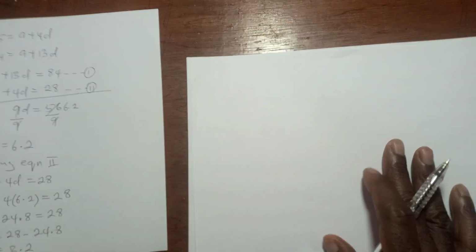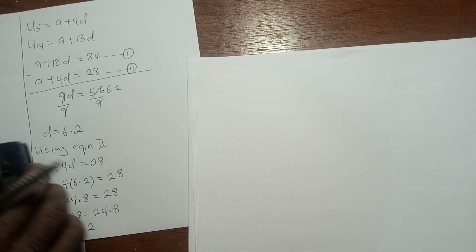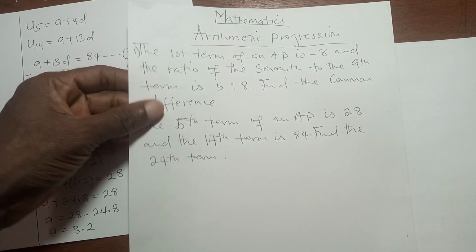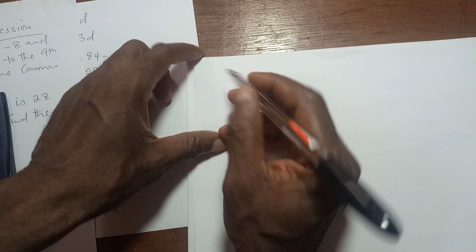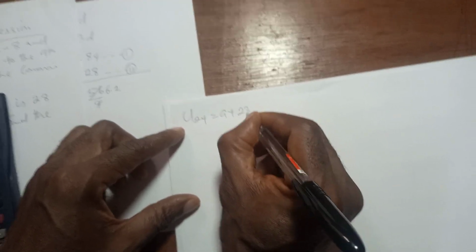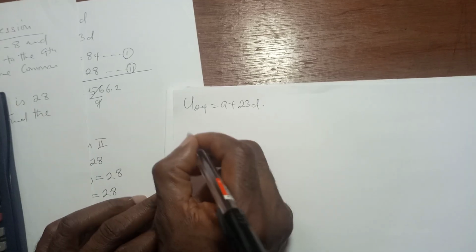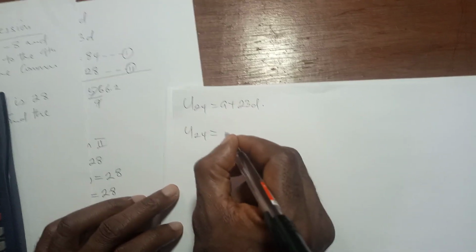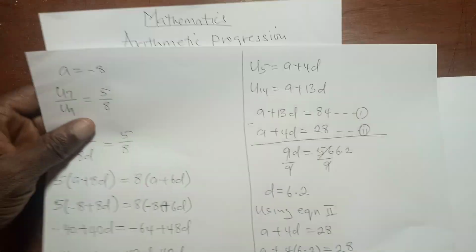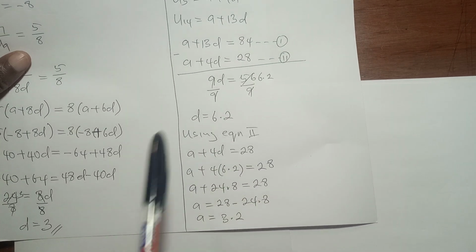Now, having gotten that, we can go for our 24th term, because the question says find the 24th term. So what is the formula for the 24th term? The 24th term, which is U24, is equal to A plus 23D. And U24 is what we're looking for. What is the value of our A? If you recall from what we solved, the value of our A is 3.2 and the value of our D is 6.2.